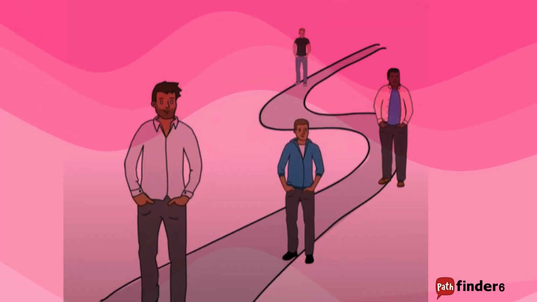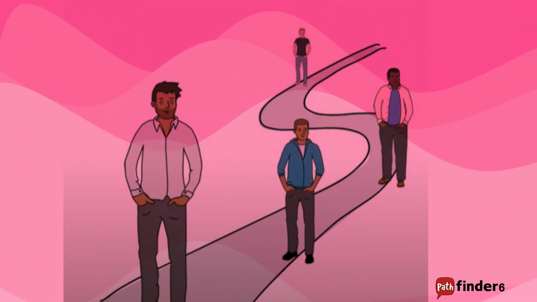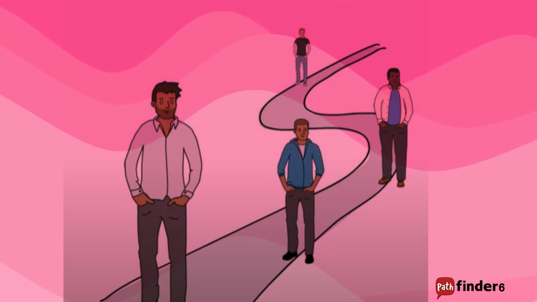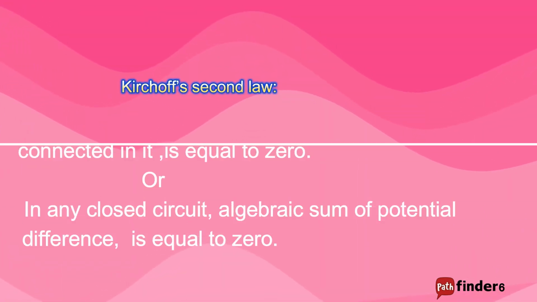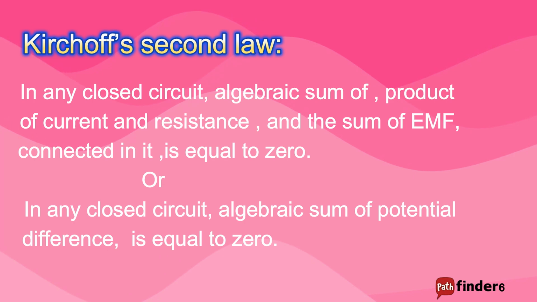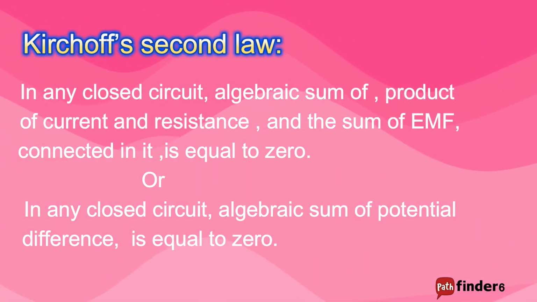Suppose you go for a walk and at some point you meet a number of friends. Now at the end, the total number of friends you met is equal to the number of friends on the path. The same applies to the current. When it travels along the circuit, its magnitude keeps changing according to the product of current and resistance or EMF connected in the circuit. So it states that in any closed circuit, the algebraic sum of the products of current and resistance and the sum of EMF connected in it is equal to 0. Or in any closed circuit, the algebraic sum of potential differences is equal to 0.